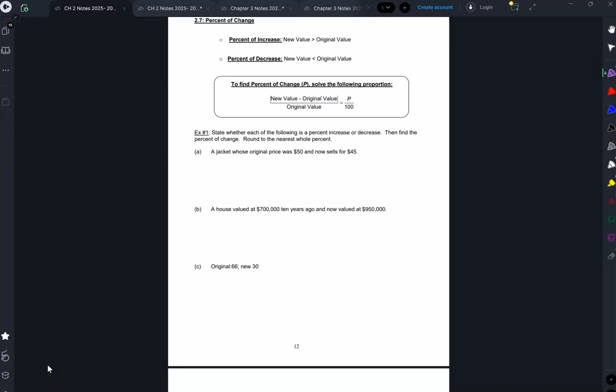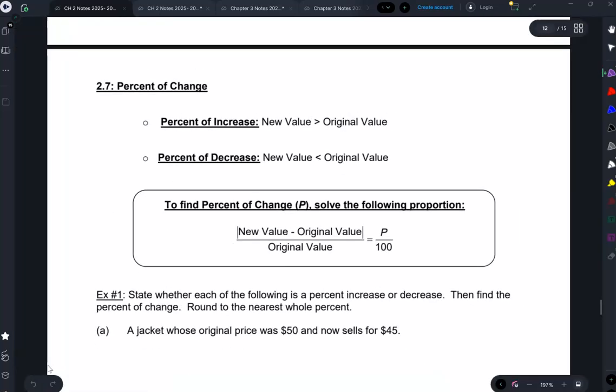Let's talk about percentages today. We're going to talk about percent increase and then percent decrease. When we have a percent of increase, the new value is going to be higher than the original value, right? When we have a percent of decrease, the new value is going to be less than the original value. So how do we calculate a percent of increase or decrease?